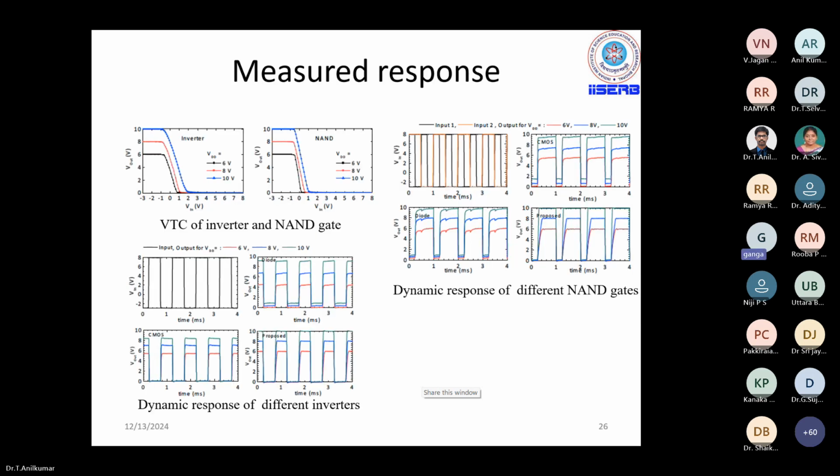So this is the measured response with all the novel gates. We are getting complete rail-to-rail operation, and with pseudo CMOS and bootstrapped designs, we are getting some compromise in the rail-to-rail voltage. Next.